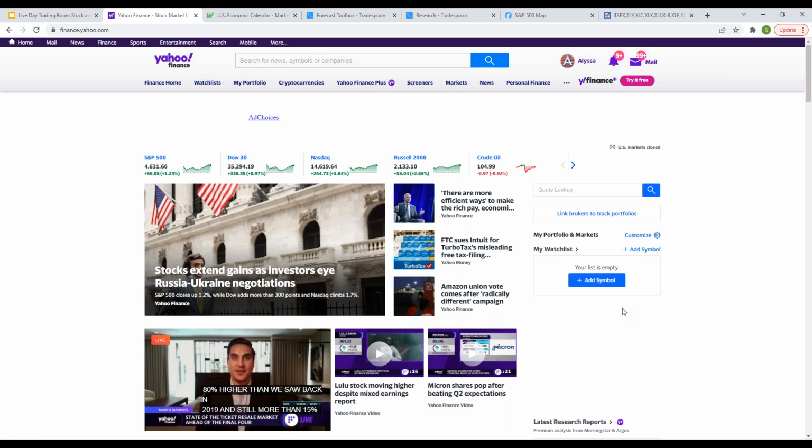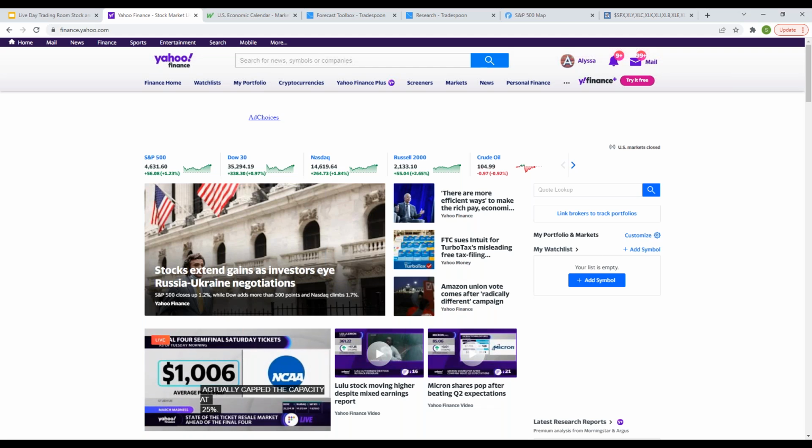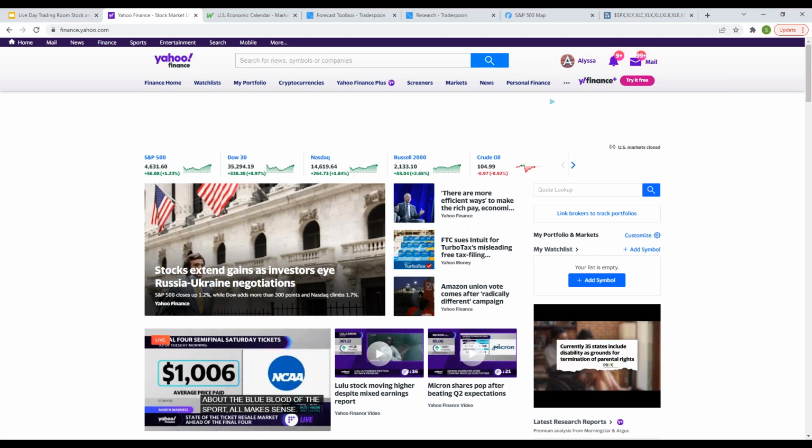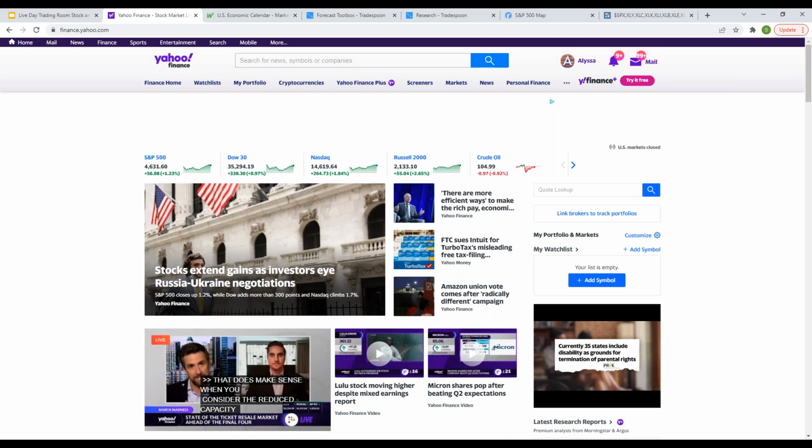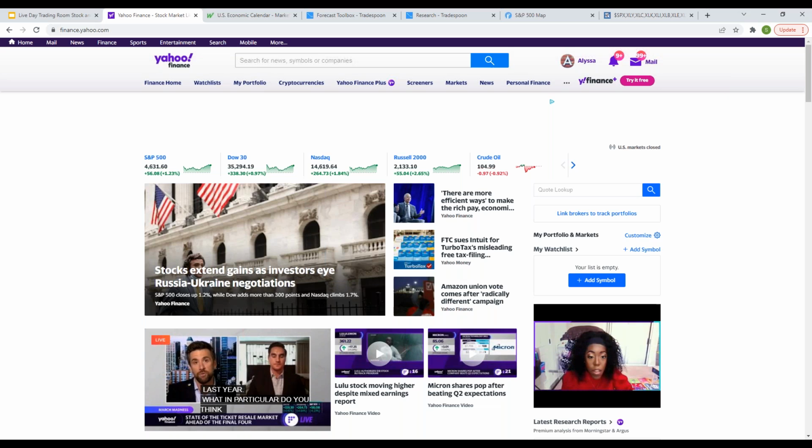What would a regular condor look like? It would be two of the same series, meaning calls or puts. So it would be a bull put and a bear put, or a bull call and a bear call. Those are condors. No iron, just condors. They all do exactly the same thing. But I do tend to prefer iron condors.